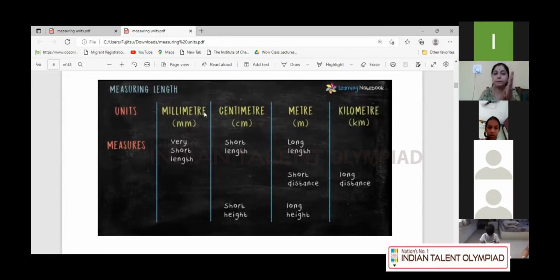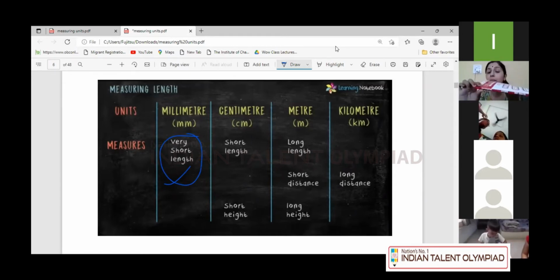Now, summary of this chapter. In length, we basically use four units. This is millimeter, which we use for very short lengths. Very short length means the thickness of an ATM card or the thickness of this notebook. What is the thickness of this book? We will use millimeter.